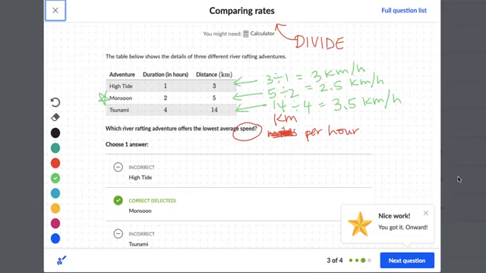So remember, you're dividing always for the rates. For comparing rates, they're going to have you make multiple division problems, and you're going to compare. That's why it's called comparing rates. You're comparing to see which rate is the fastest or the slowest or the greatest or the least. And then the order matters. Here it was speed. It's just like miles per hour. So that distance, the miles or the kilometers, has to be the first number you divide by.